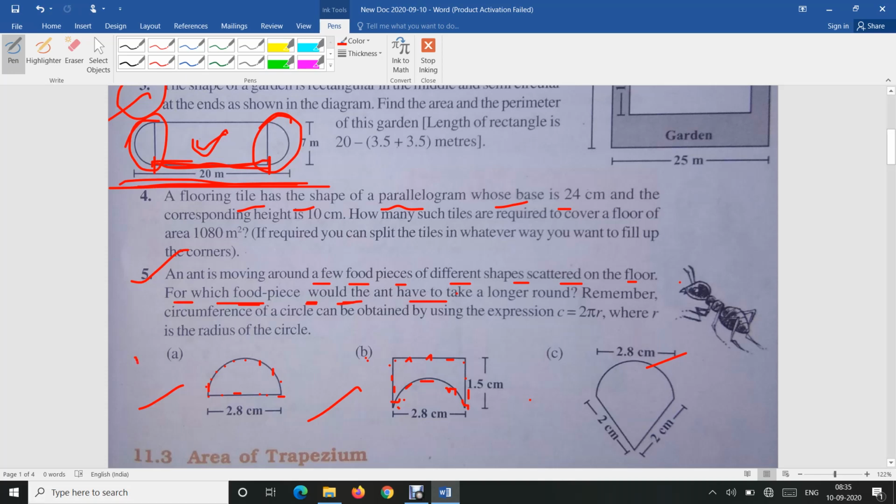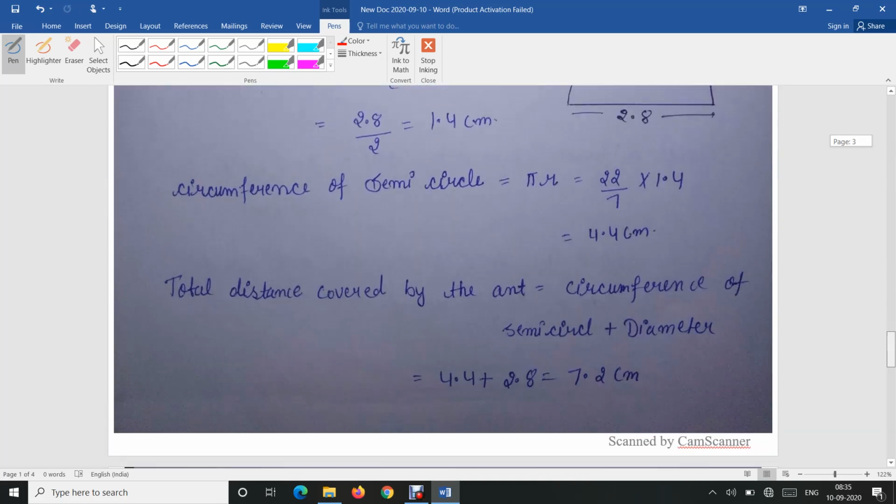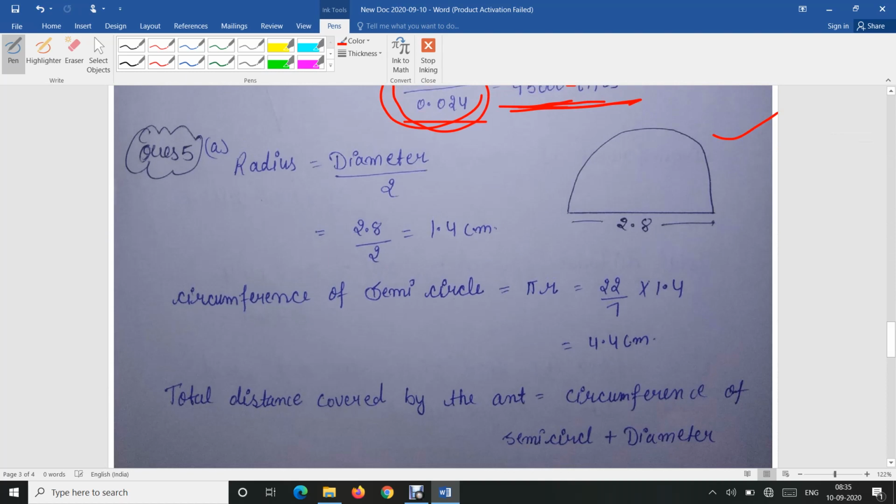Firstly, we will solve part A. Question number 5, part A. This is the diagram. It is given that this is the diameter of this semicircle. We can find the radius with the help of the diameter, because radius is half of the diameter. So radius is equal to diameter divided by 2, that is 2.8 divided by 2. So the radius is 1.4 centimeter.